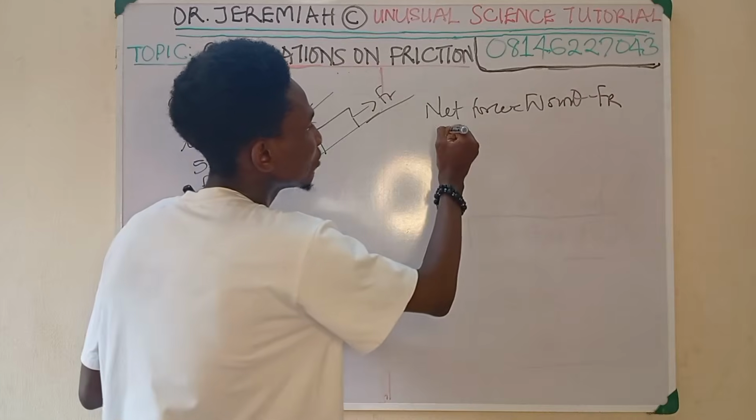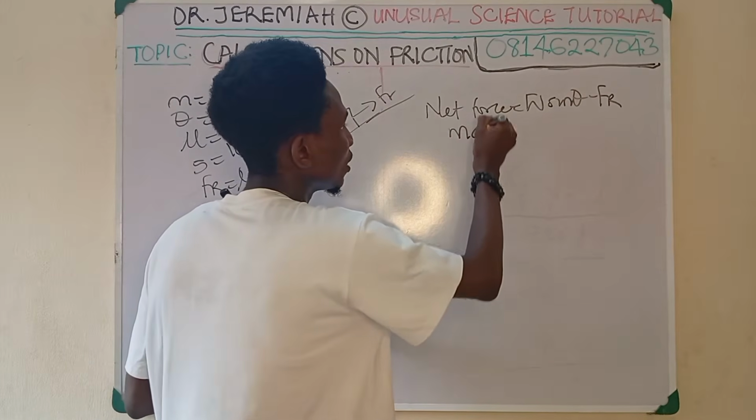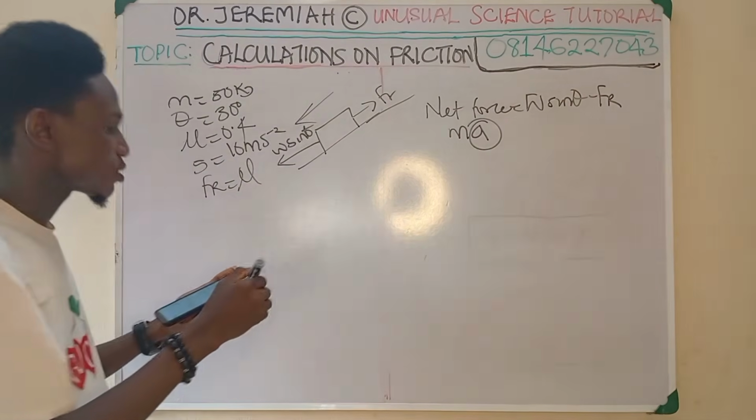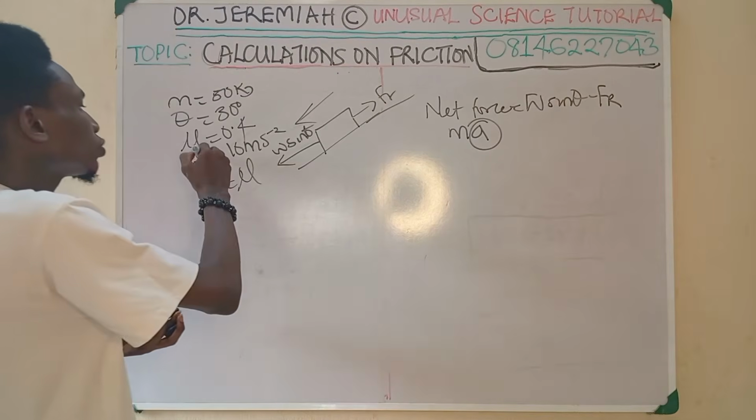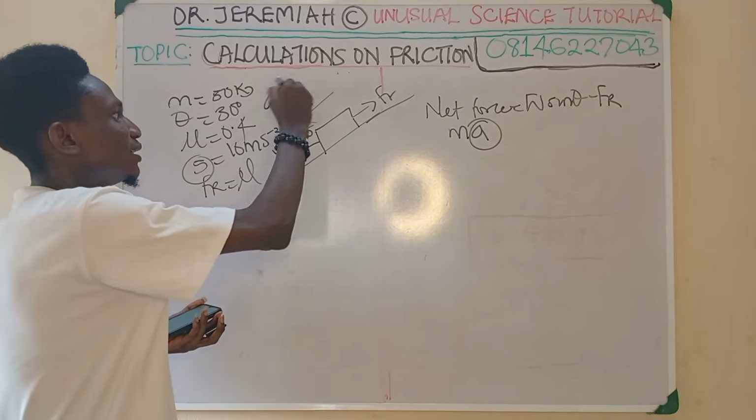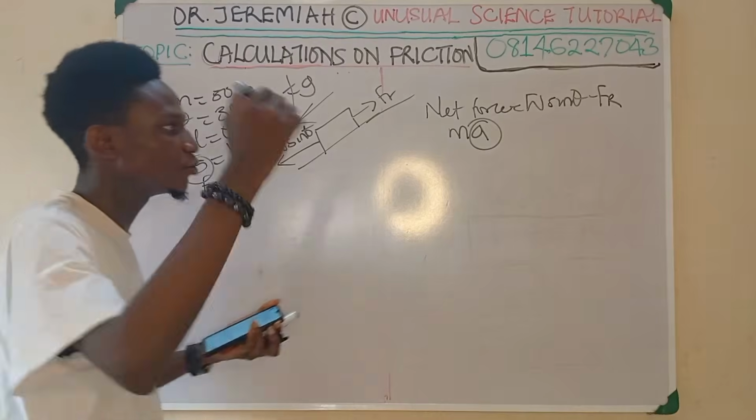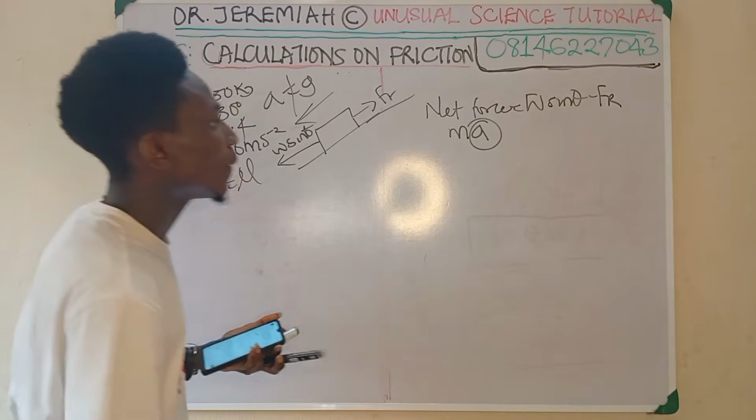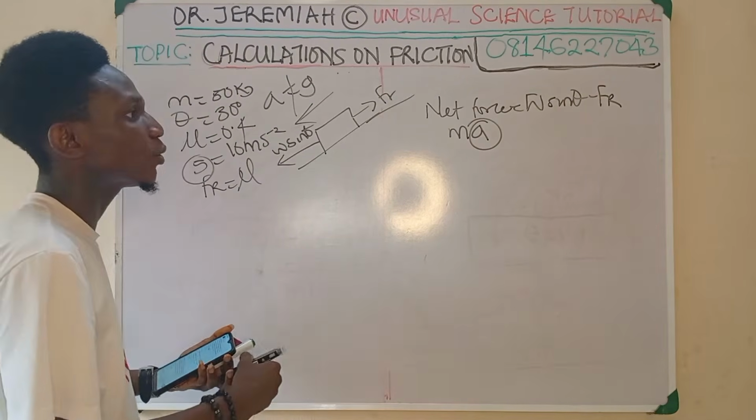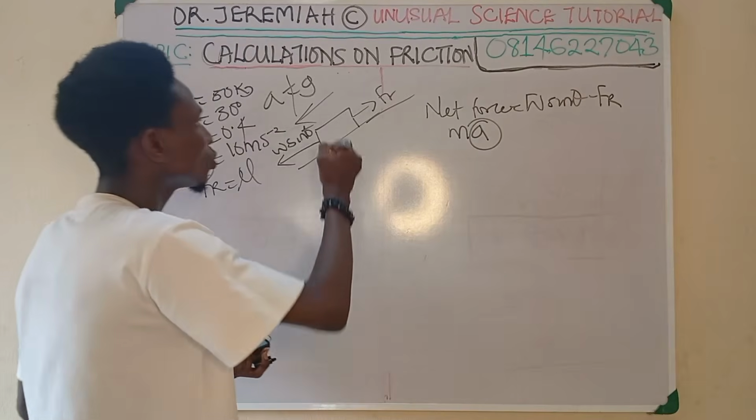We cannot look for net force here because net force equals mass times acceleration, and we don't know the acceleration. Acceleration is not equal to g, please. It's not equal to g. I think I said it in the previous video also. So that one is cancelled out. So what's the next equation we can use?